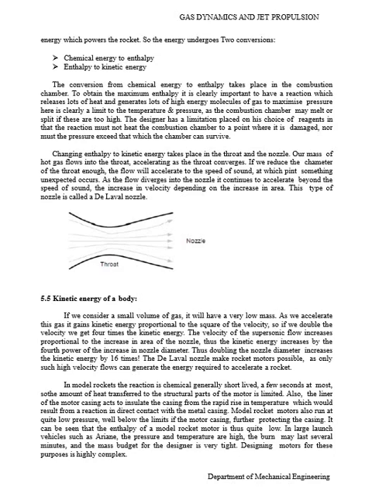Kinetic energy of a body. If you consider a small volume of gas, it will have very low mass. As we accelerate this gas, it gains kinetic energy proportional to the square of the velocity. So if you double the velocity, we get 4 times the kinetic energy. The velocity of the supersonic flow increases in proportion to the increase in area of the nozzle. Thus, the kinetic energy increases by the fourth power of the increase in nozzle diameter. Thus, doubling the nozzle diameter increases the kinetic energy by 16 times. The de Laval nozzle makes the rocket motor possible, as only such high velocity flow can generate the energy required to accelerate the rocket.